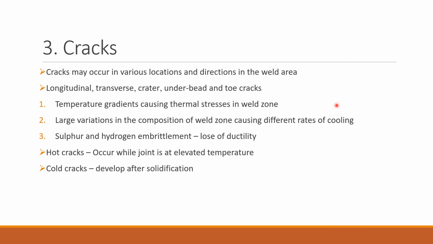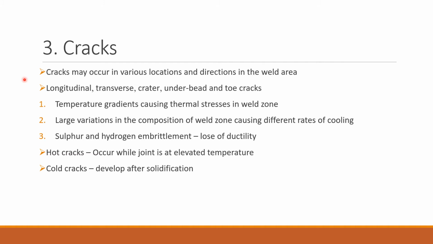Now the reasons for the occurring of cracks within the weld area are listed here. The first one is the temperature gradients that occur during the cooling of molten metal in the weld zone. Due to this temperature gradient, thermal stresses can arise, and these opposing or contracting forces could pull the cooling metal, and it could result in a crack.